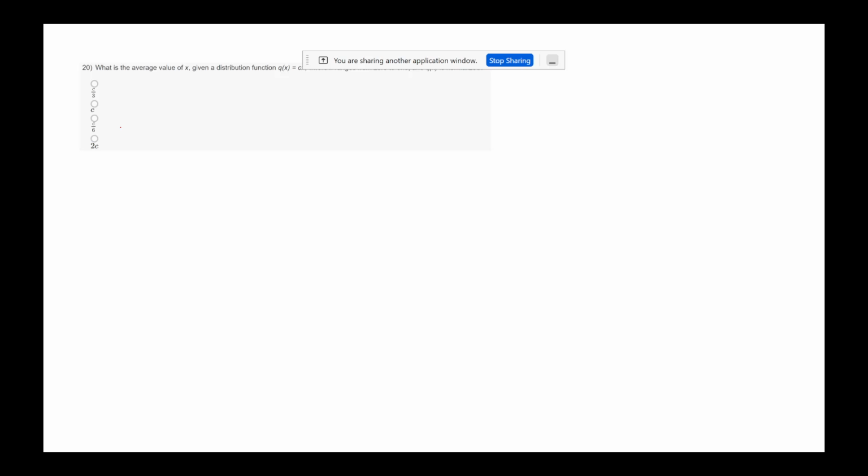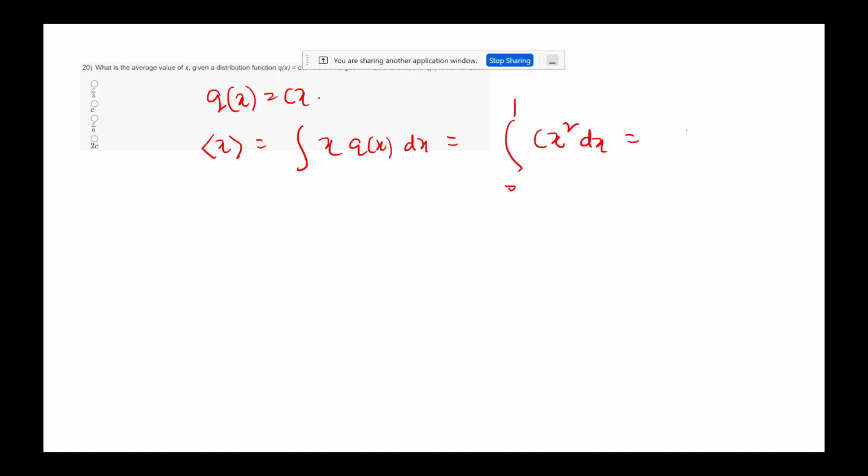C by 3. Yes, correct. So q(x) is cx, and the average of x will be the integral of x q(x) dx. So this will be the integral from 0 to 1 of cx squared dx. So c by 3.